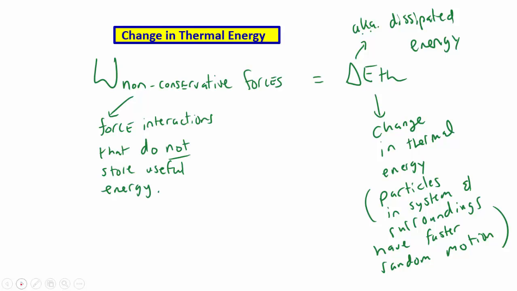And a non-conservative force is a force interaction that does not store useful energy. In other words, it's not stored in the gravitational field, it's not stored in the spring, it's not stored in the motion of an object that I can actually use. And so this type of energy is going to be thought of as the change in thermal energy. And this is going to occur when particles in the system and the surroundings are going to be having faster random motion. And that faster random motion, you can also think of this as dissipated energy. It's energy that we can't really get back.